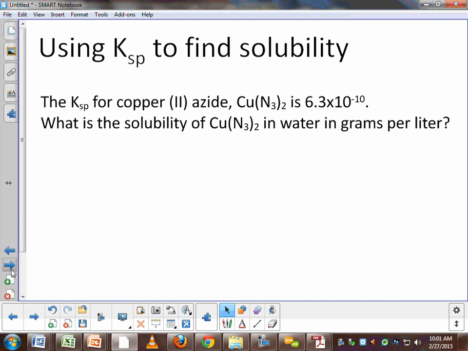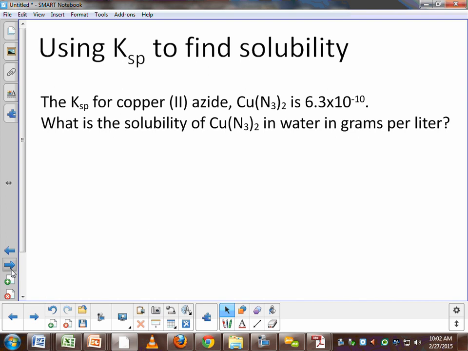And then the last one, using Ksp to find solubility. I do want you to feel very comfortable with Ksp problems. They truly are no different than any other, but they tend to get a little funny sometimes with the units that they're looking for. So this question right here, we're going to be talking about units. The Ksp for copper(II) azide, Cu(N3)2, is 6.3 times 10 to the minus 10th. What is the solubility of Cu(N3)2 in water in grams per liter?